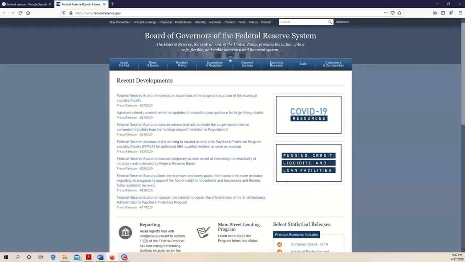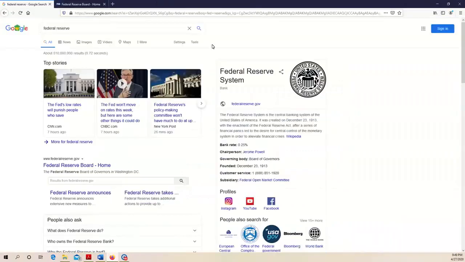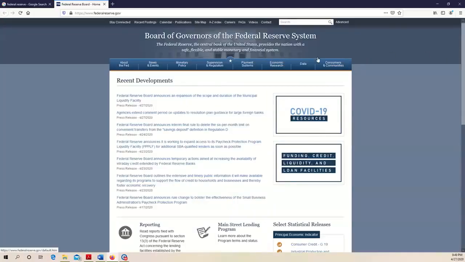Here, this is the homepage of the Federal Reserve System. You can simply Google Federal Reserve, federalreserve.gov. This is the homepage. The Federal Reserve's headquarters is called the Board of Governors, which is located in Washington, D.C. So the Federal Reserve is the central bank of the United States, and it provides the nation with a safe, flexible, and stable monetary and financial system. That's why the central bank, the Federal Reserve, plays a very important role in the US economy.